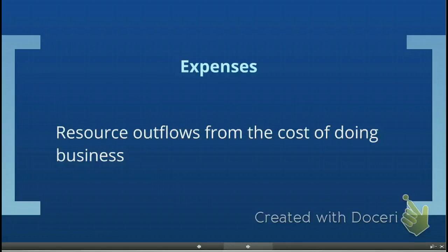Expenses also are a component of retained earnings. Expenses are defined as resource outflows from the cost of doing business. Examples of expenses would be things like rent, salaries. Let's say you take Walmart again: rent, salaries, utilities. All those recurring items would be considered expenses for Walmart.